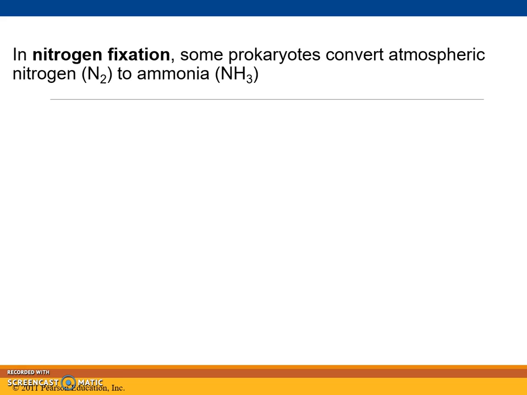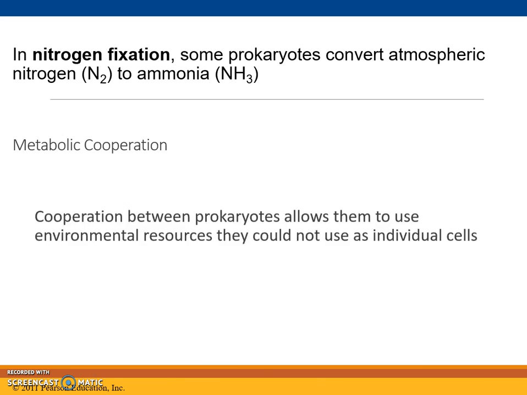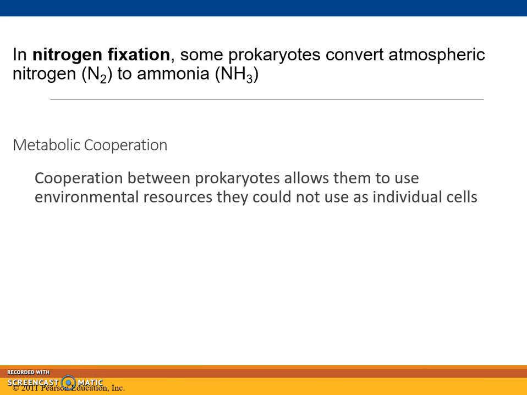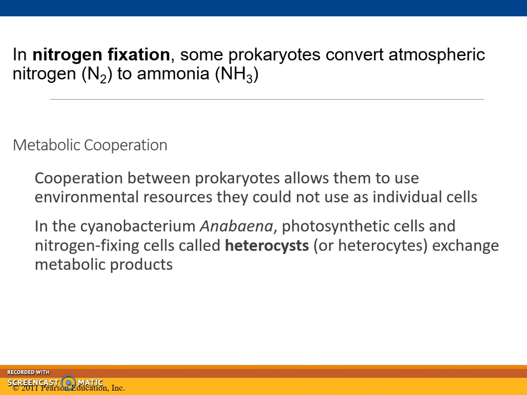Nitrogen fixation: some prokaryotes convert atmospheric nitrogen to ammonia. This is a hint to your previous question. Cooperation between prokaryotes allows them to use environmental resources they could not use as individual cells. In the cyanobacterium Anabaena, photosynthetic cells and nitrogen-fixing cells called heterocysts exchange metabolic products.